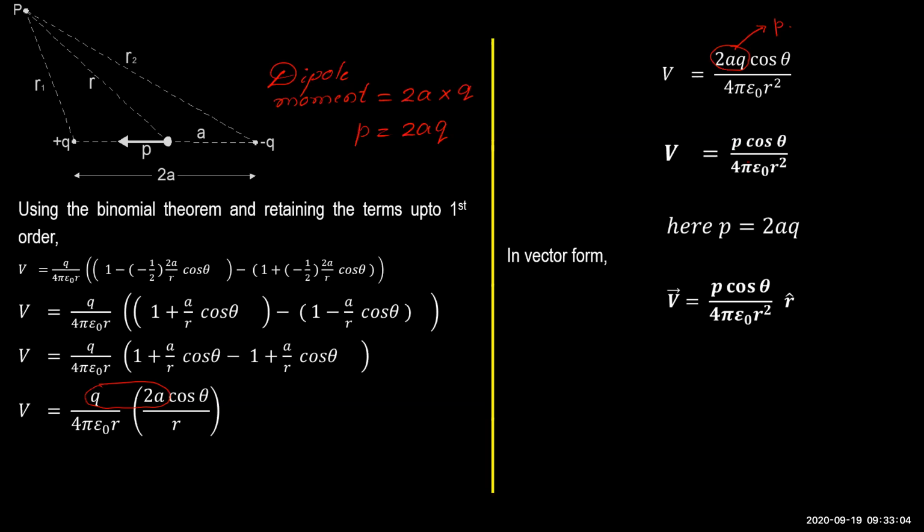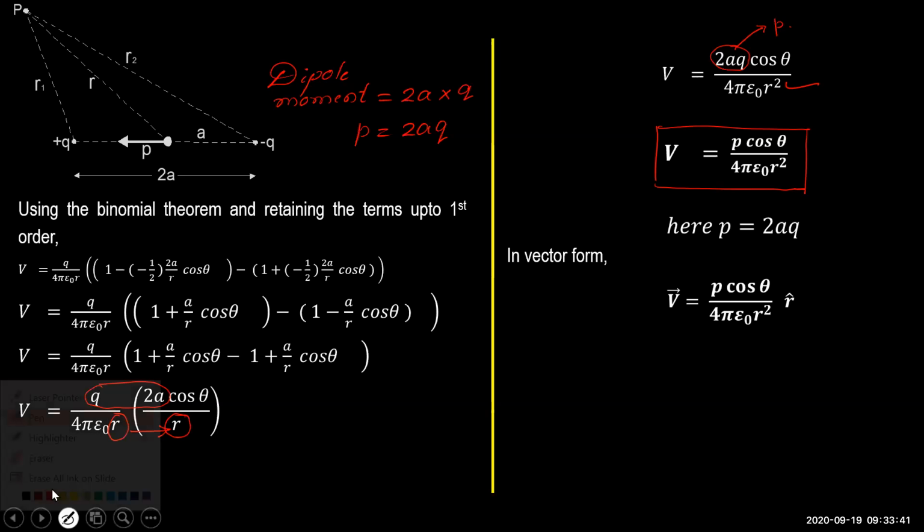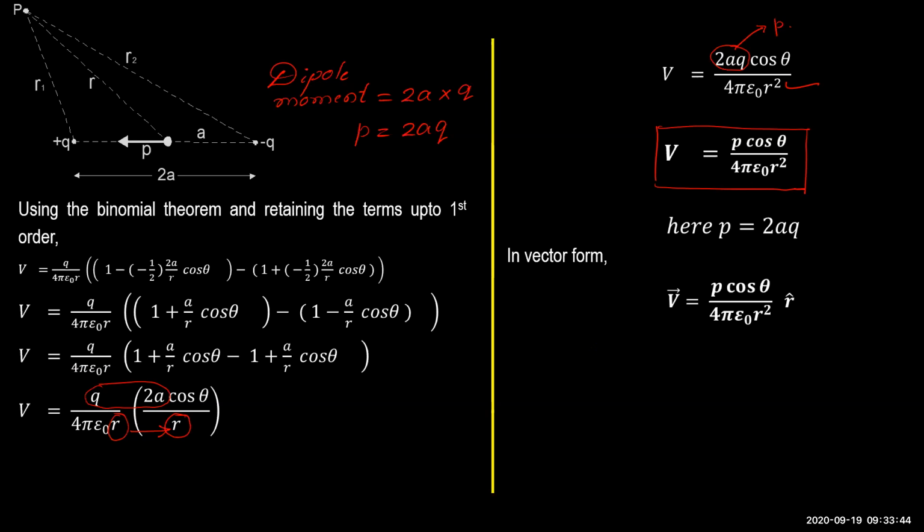Hence it becomes p cos theta divided by 4 pi epsilon naught r square. Why r square? Because one more r is there, the r which we took as common, and the other denominator, they are multiplied. Hence we get r square. Any problem? So this is the final equation for the electrostatic potential at a point P due to a dipole. If you have any doubts or questions regarding that, you can ask.